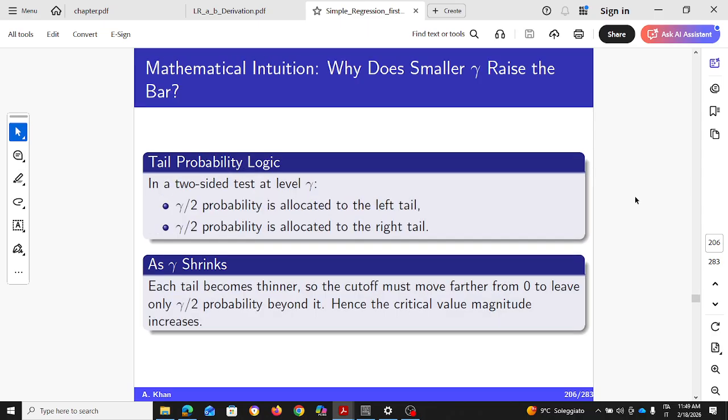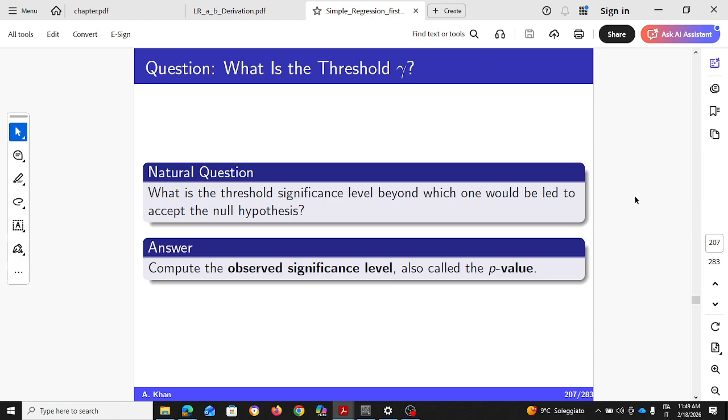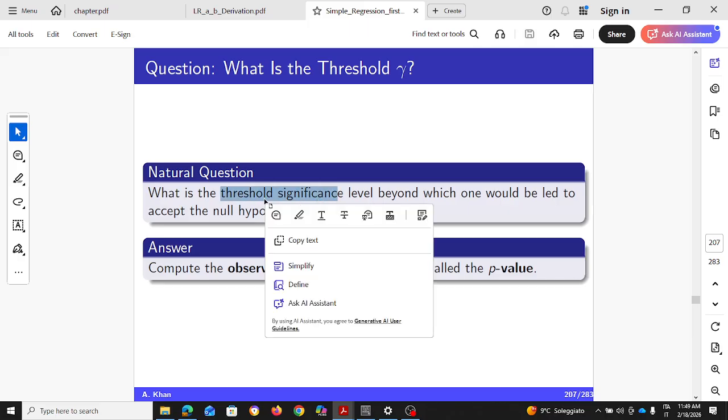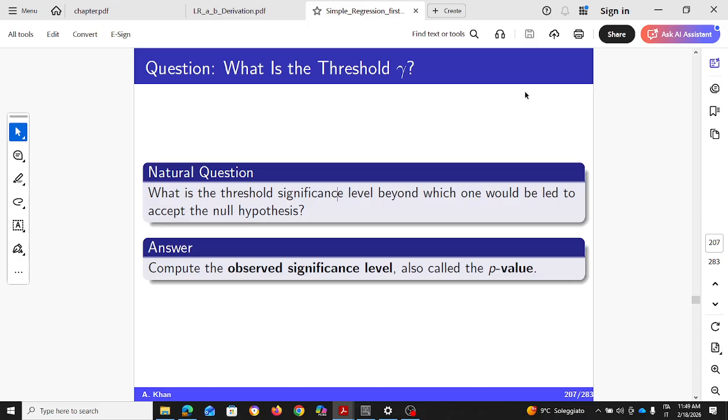Okay, it's clear. Now, the other thing here is, what is this threshold? The natural question you were asking before is, what is the threshold, and its significance, beyond which one would accept the null hypothesis? Where shall we stop? For this reason we have to calculate the p-value.